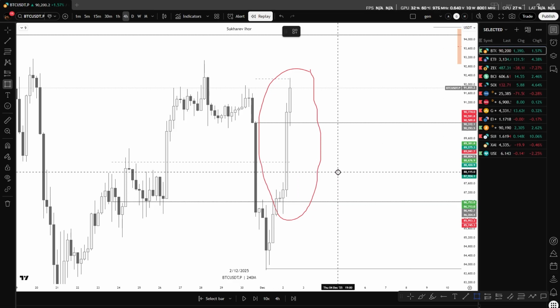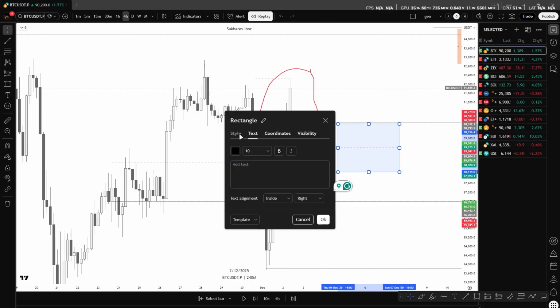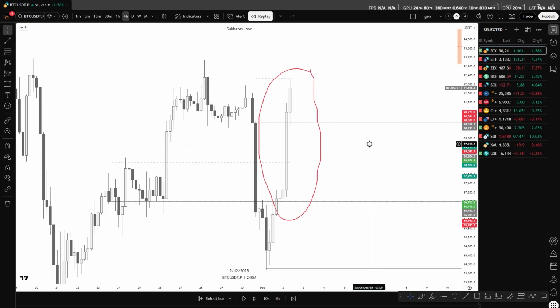And before I forget, guys, it's on a rectangle. You just have to go to settings, go to style, and you have this middle line. I highly recommend you enable it because for most of the blocks you would need this CE, the 50% line. Typically when price reaches this level, it's first of all to close the price inefficiency, but also, like 90% of my imbalance trades, I only take the 50%.